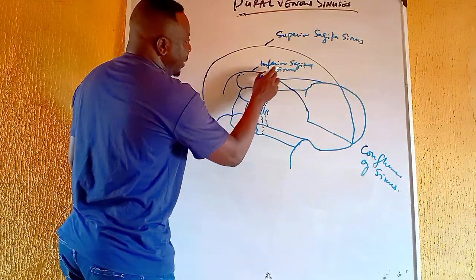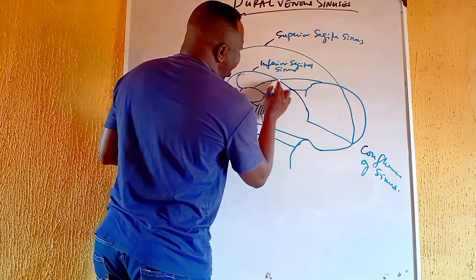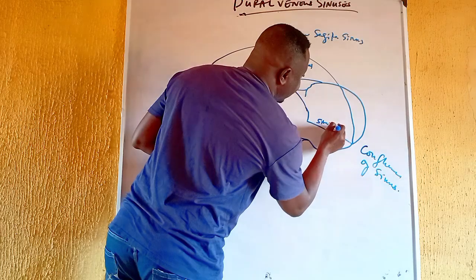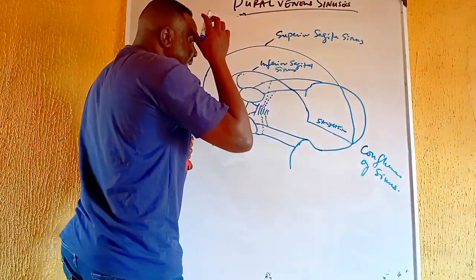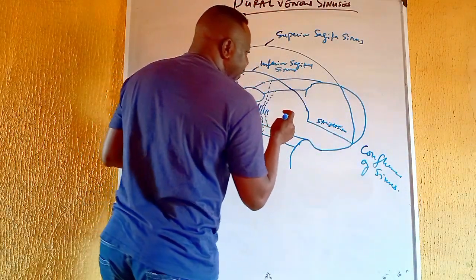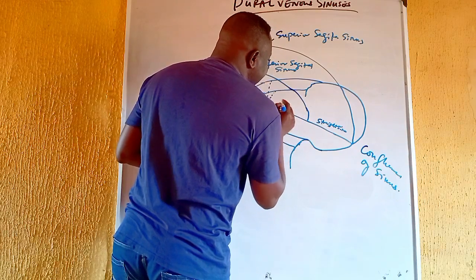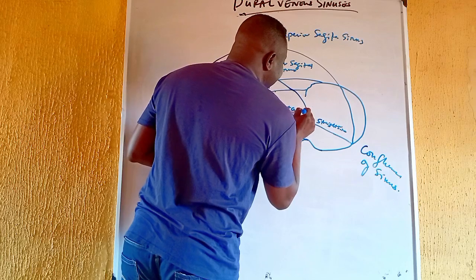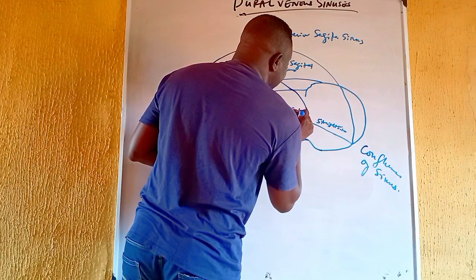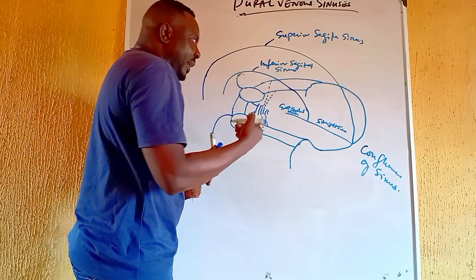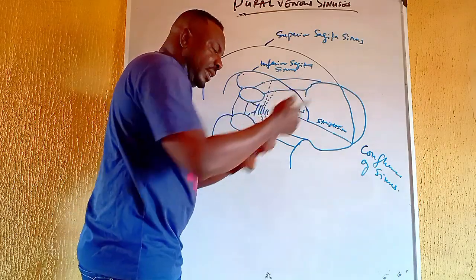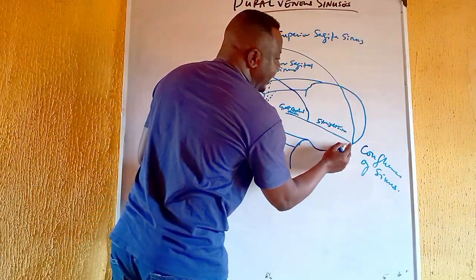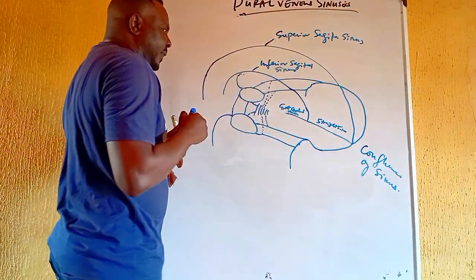The inferior sagittal sinus runs along the lower border of the falx cerebri and becomes the straight sinus. The straight sinus actually drains the great cerebral vein. And of course, the great cerebral vein drains the basal vein. The basal vein also drains the anterior cerebral veins. Now, the straight sinus also terminates in the confluence of sinuses.